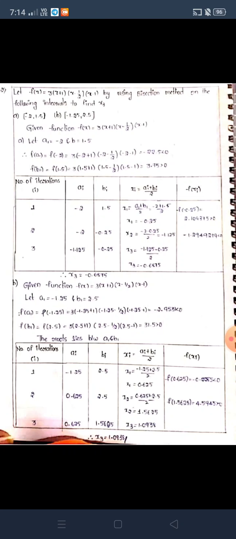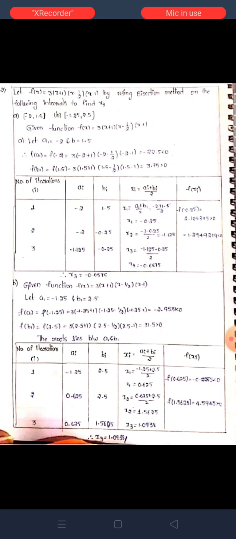f of b1 is equal to f of 2.5, which is equal to 3 into 2.5 plus 1 into 2.5 minus 1 by 2 into 2.5 minus 1, which is equal to 31.5. This is greater than 0. Therefore, the root lies between a1 and b1. See the following table: number of iterations i, ai, bi, xi is equal to ai plus bi by 2, f of xi.